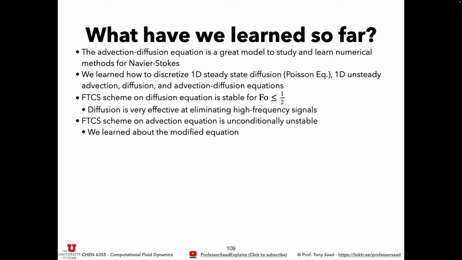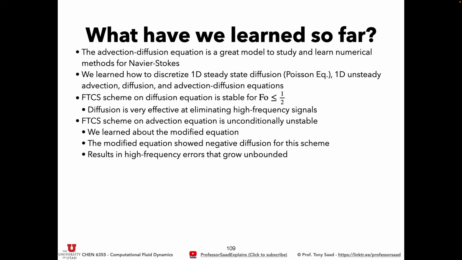And we showed with the modified equation that the FTCS on advection is unconditionally unstable because it results in negative diffusion. Negative diffusion is making things out of nothing, essentially, making large things larger and small things smaller. So it results in this unbounded growth. And we showed that FTCS on advection resulted in these high-frequency errors that grew unbounded.